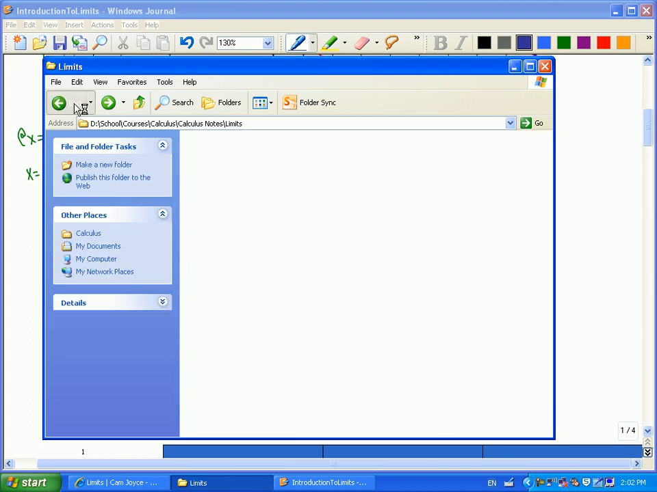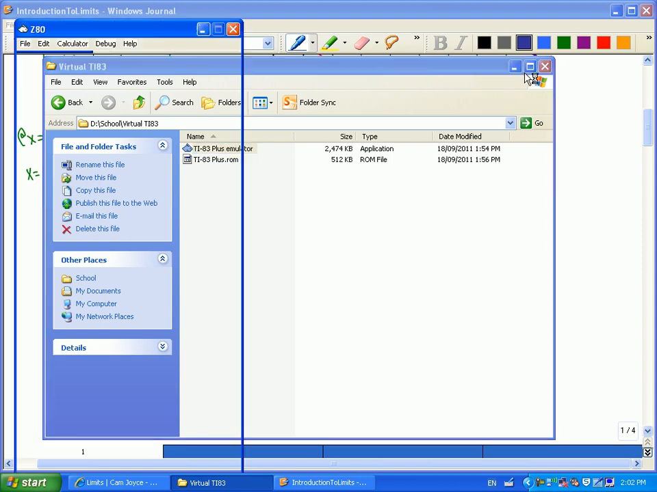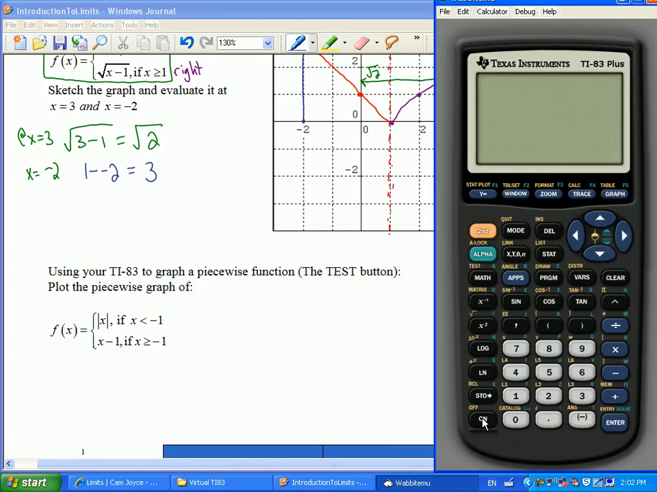So you need to bring up, I'll bring up mine. And we're going to make this piecewise graph I have here. If you don't know where the absolute value is, you go to Math, and then you go over 1 to Num, and it's that one here, the absolute value that I want. So the first one I'll put in is absolute value of x. And then the other one I'm going to put in is x minus 1.